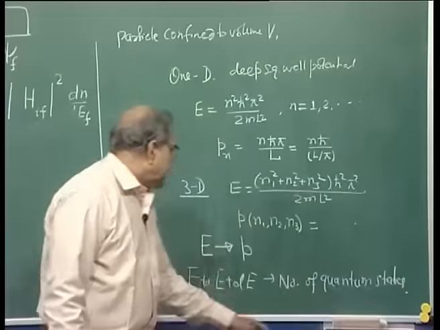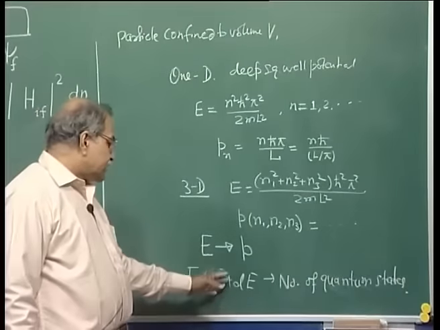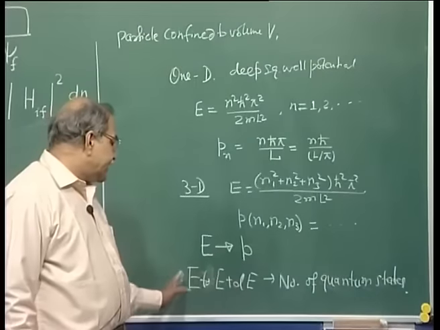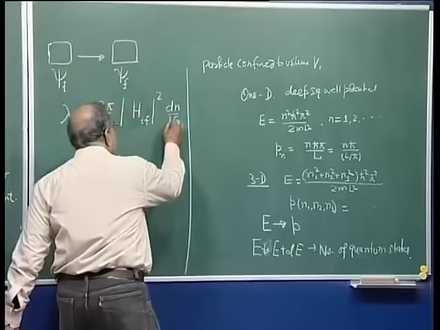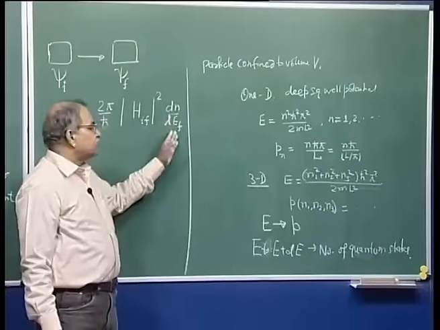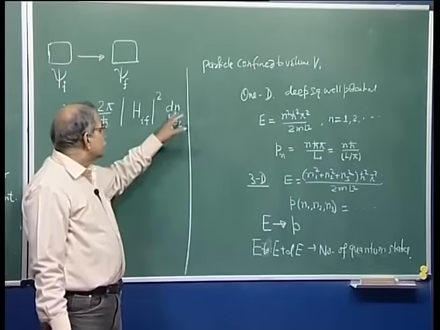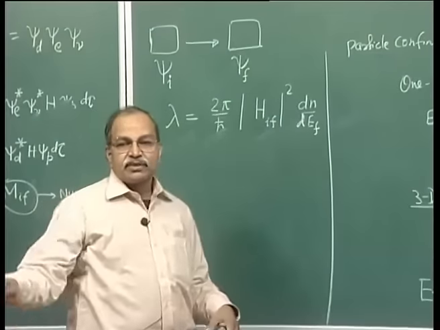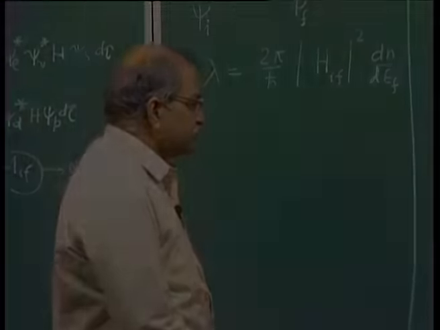We will take it from here and show how to make this counting calculation. Once I get this dn, the number of energy states, we will be able to calculate dn by dE, and from there find the distribution as predicted by this theory, the energy distribution of beta particles. Stop here.